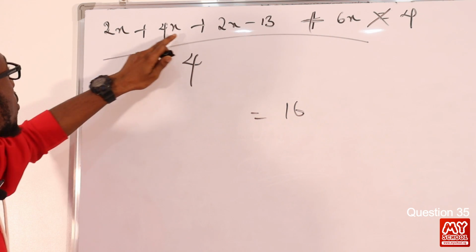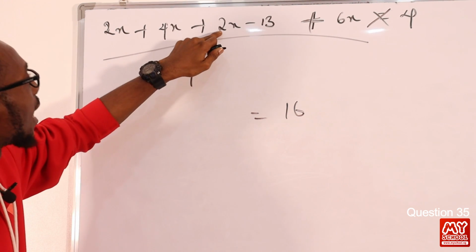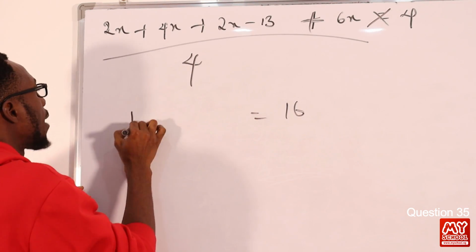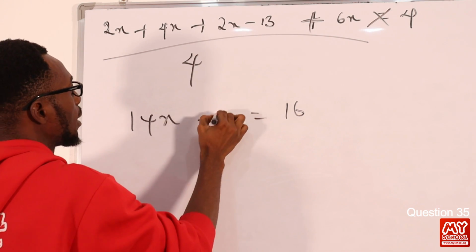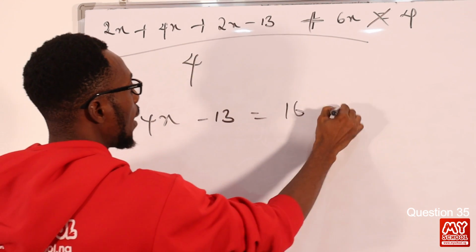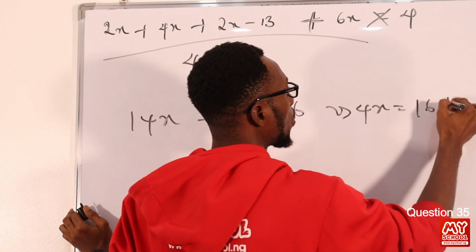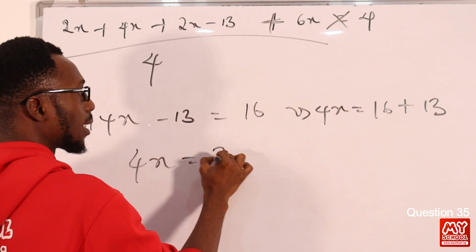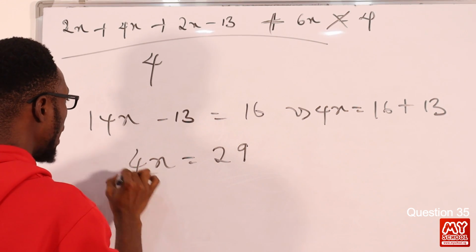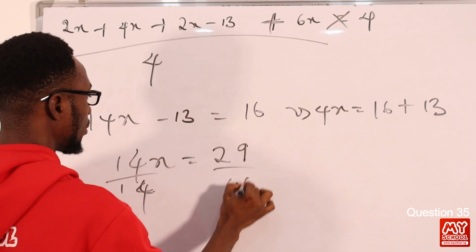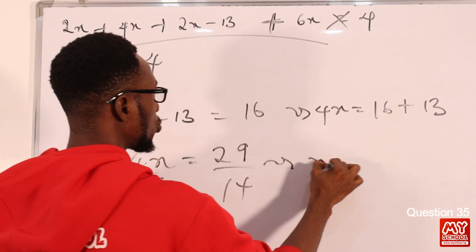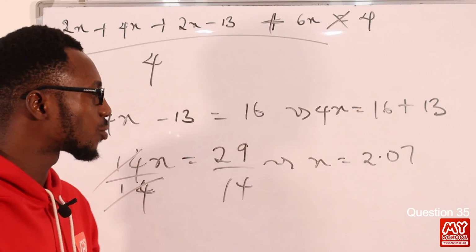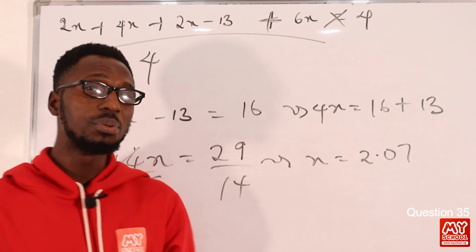So I have 2x plus 4x, that is 6x. 6x plus 2x, that is 8x. 8x plus 6x, that is 14x. So I have 14x. Then I have minus 13. If this minus 13 goes outside, basically I'm going to have 14x equals 16 plus 13, that is of course 29. So dividing both sides by 14, my x should give us 2.0714, something like that. So basically I can put it as 2.0 depending on the options available.